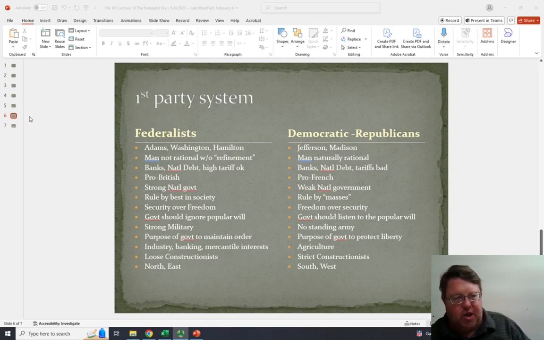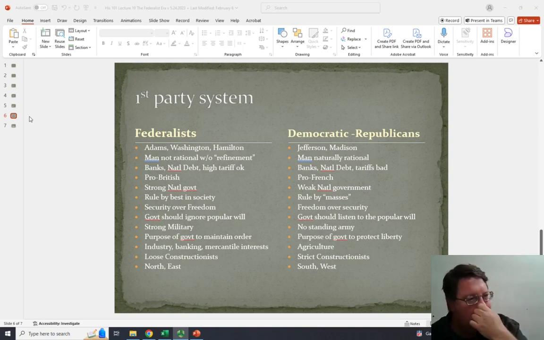Democratic Republicans tended to be Southern and Westerners. They wanted the opposite. They wanted small government, weak government. They were strict constructionists. One reason why Jefferson and other Democratic Republicans opposed the U.S. bank: there's nothing in the U.S. Constitution that says that the federal government should create a national bank. They're strict constructionists. Hamilton reads the document and comes up with whatever he wants. For Democratic Republicans, they're strict constructionists.